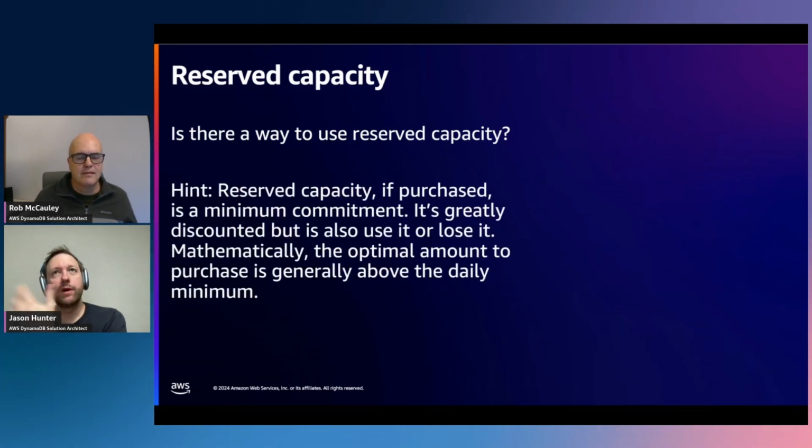And most of the time you want to buy more than your minimum. If you have a daily sine wave, you want to buy more than the minimum because the time above the minimum, you want to keep getting some savings. Generally, you do it kind of in the midpoint.